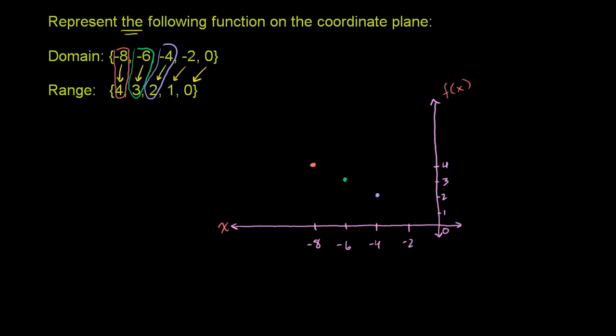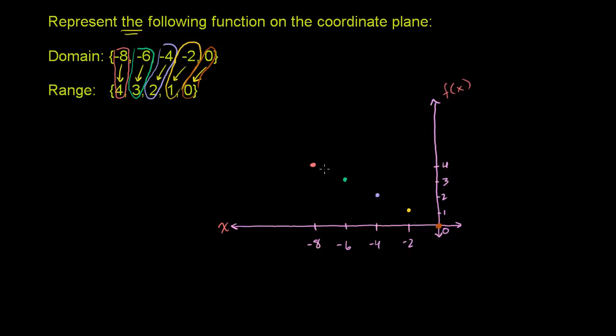And then you give a -2. This function will pop out a 1. f(-2) is 1. And then finally, f(0) is 0. So we'll just plot it right there.